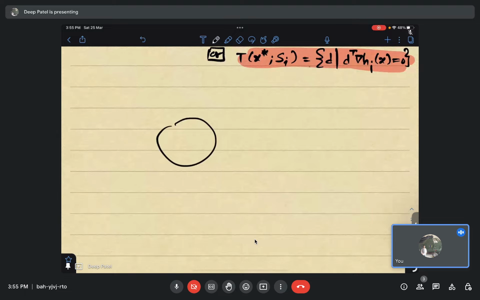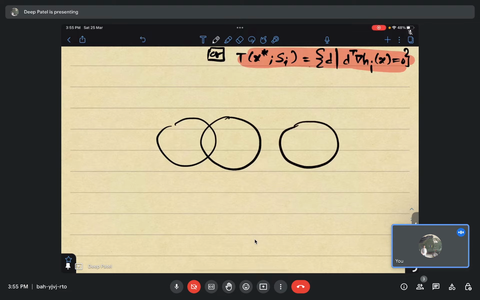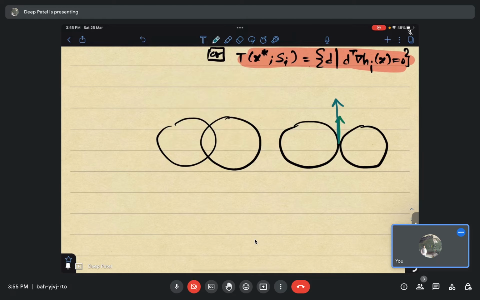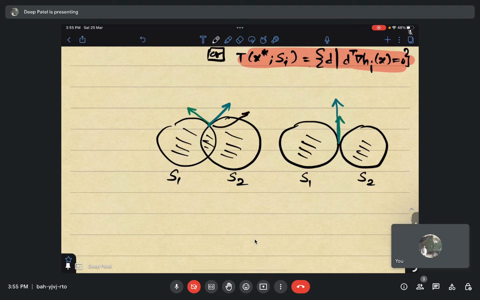Just to add one more point, I really like this example that he gives. It's a very simple example. I'll just use different colors. So here, these are circles with the interiors. And this is the point x star.